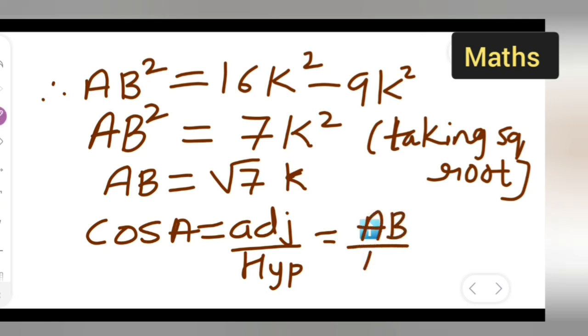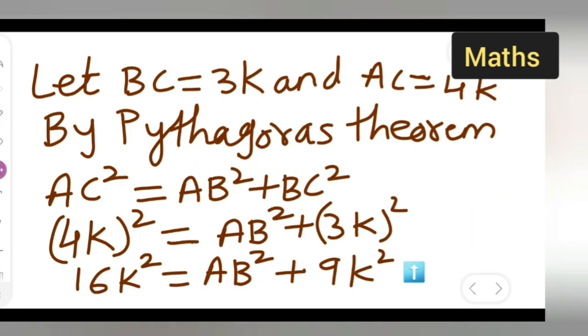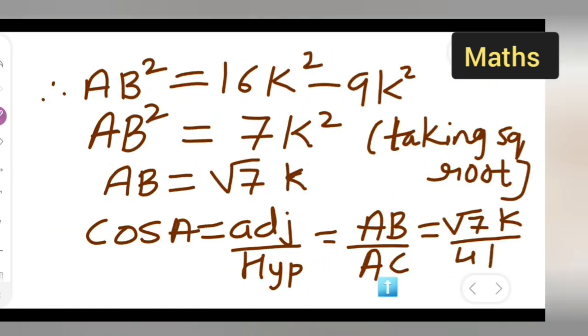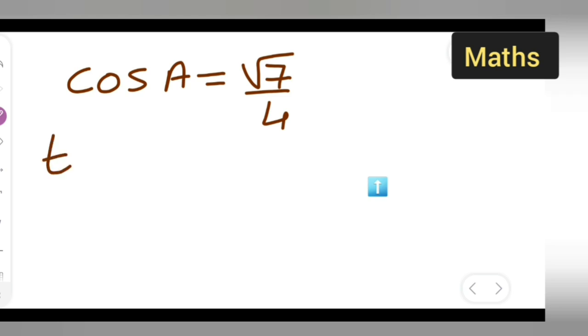AB upon AC is equal to, AB is root 7K, we got that, right? Root 7K upon, what is AC? AC is nothing but 4K. So you can write down 4K. Here K and K will get cancelled. You are left with root 7 upon 4. So cos A is equal to root 7 upon 4.